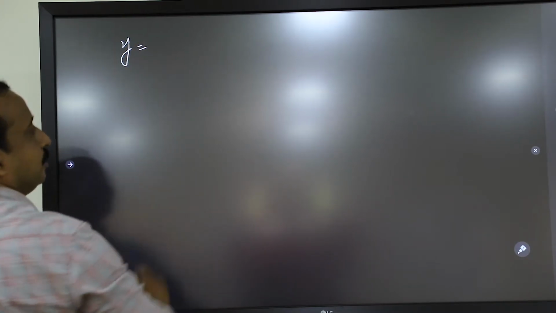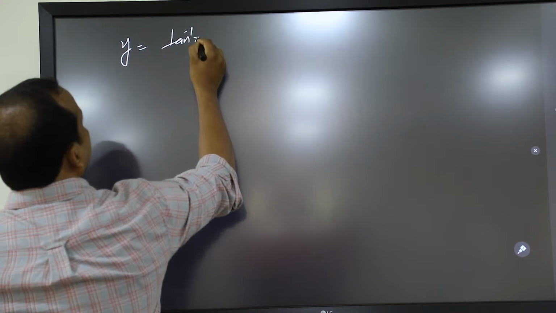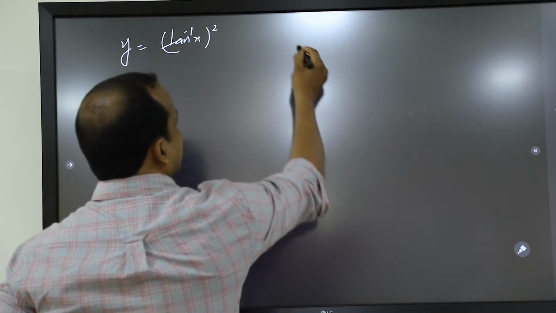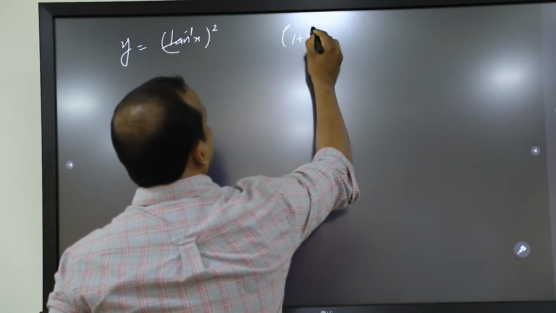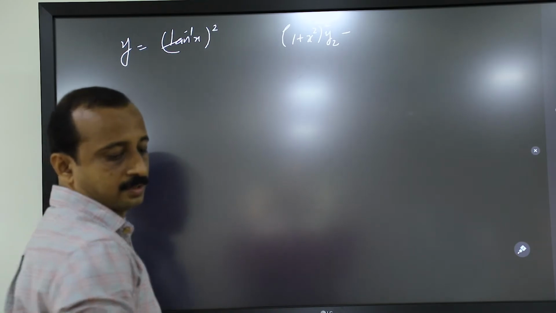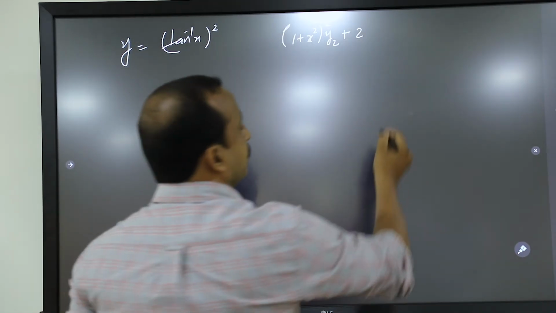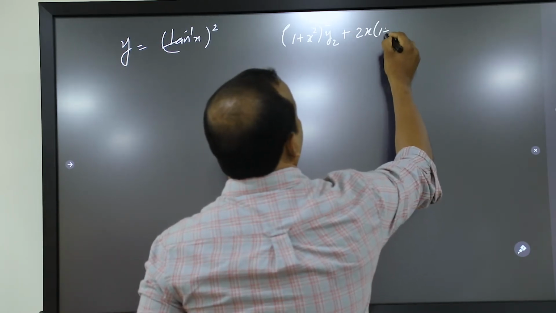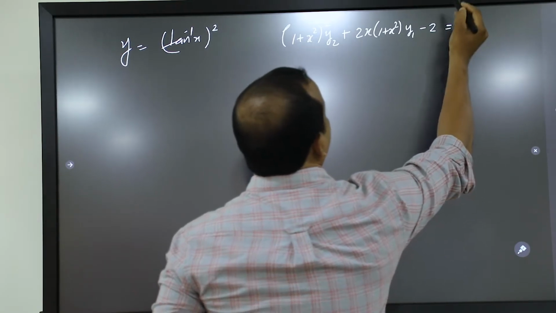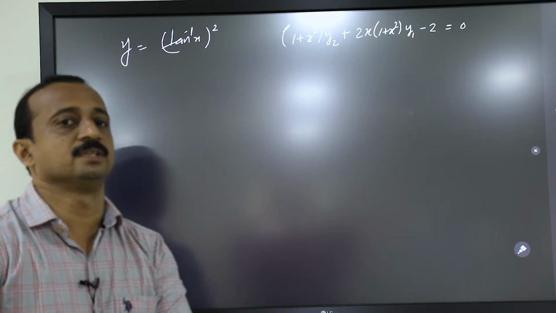Y is equal to tan inverse x the whole square. Prove that (1 plus x square) the whole square into y2 plus 2x into (1 plus x square) into y1 minus 2 is equal to 0.